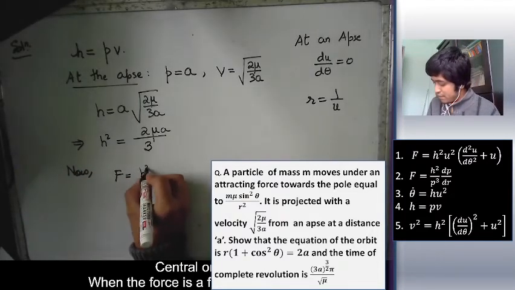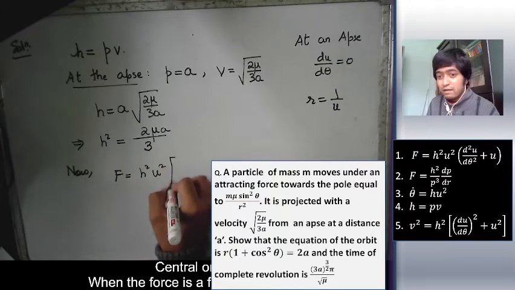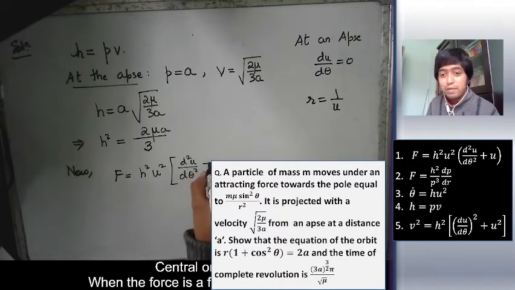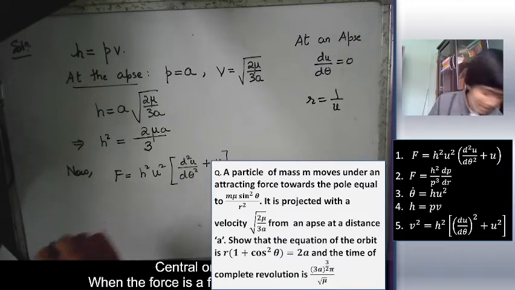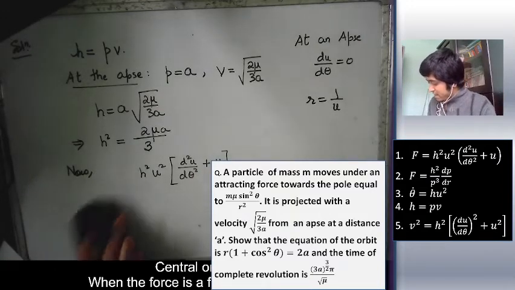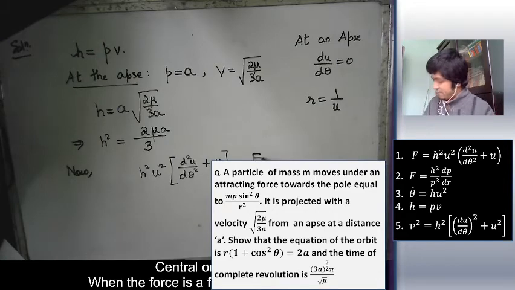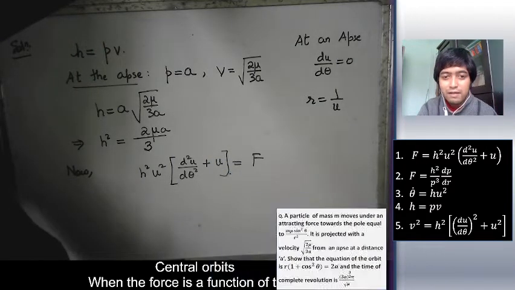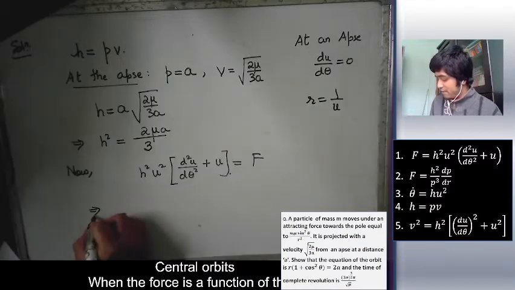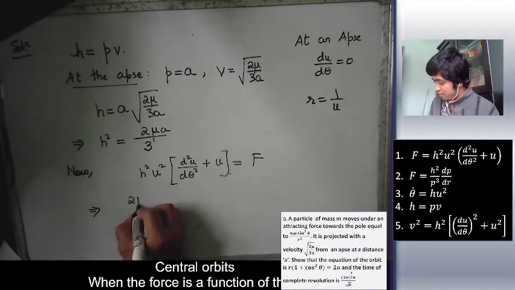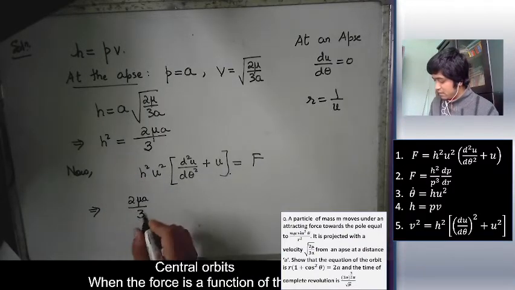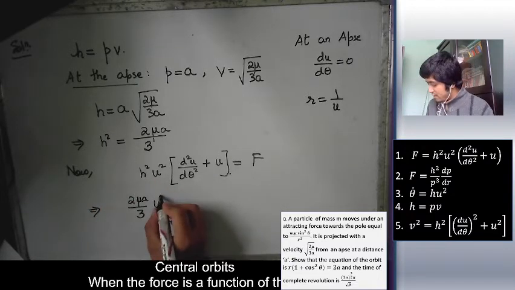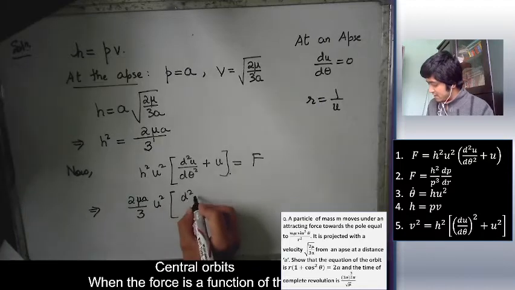h square u square (d2u d theta square plus u). It's better if we write this one to the right hand side like this; it is the same thing, obviously. Now let us substitute the value for h. It will be 2 mu a upon 3. u square will stay as u square, and this one will stay as it is.